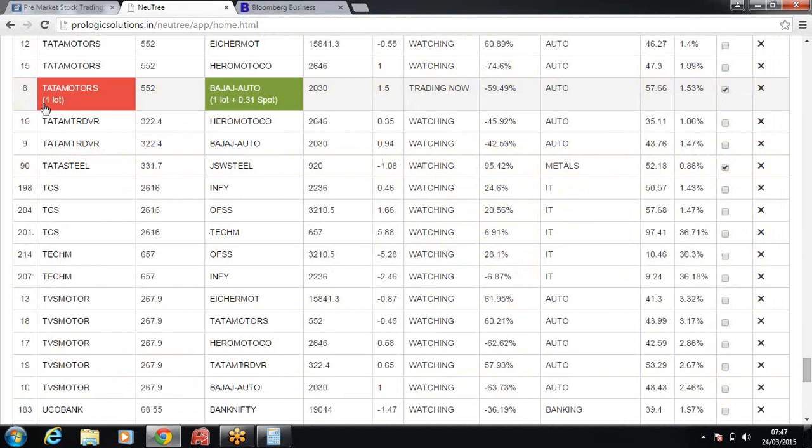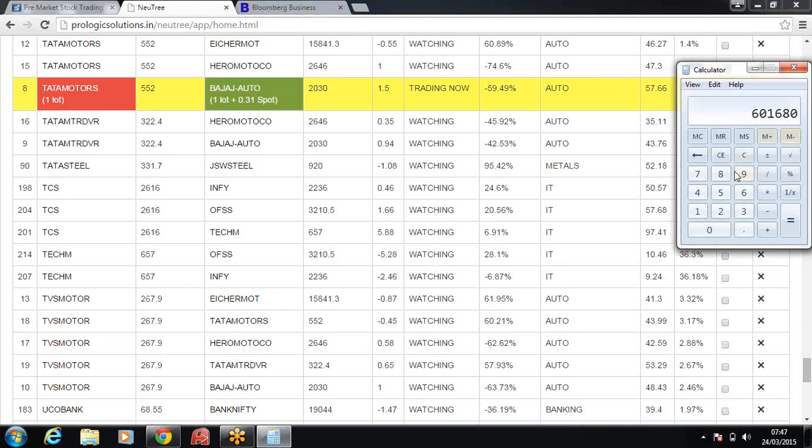It's very simple. One lot of Tata Motors you short, and then Bajaj Auto you buy one lot plus one scrip in spot. So 125 here, 500 here. So 500 into 552. You can just calculate that. I will show you again. 552 into 500 is 2,76,000.